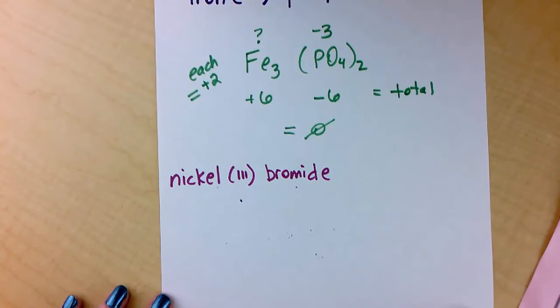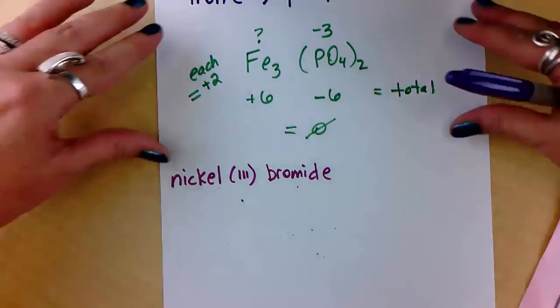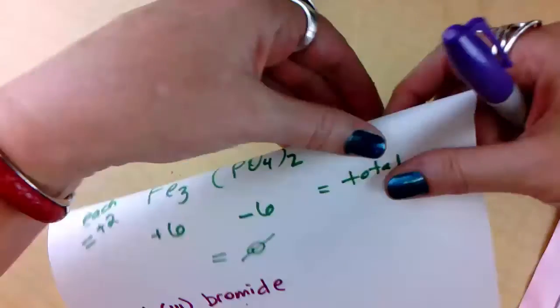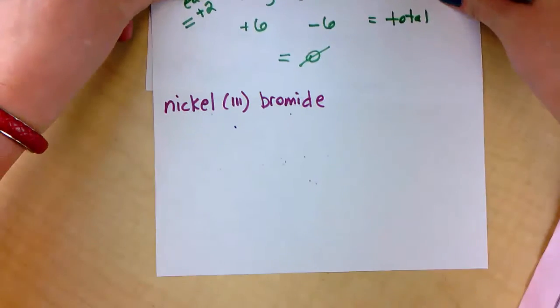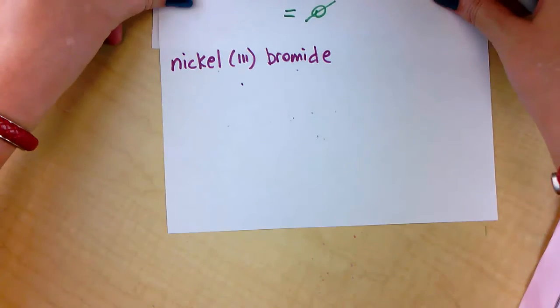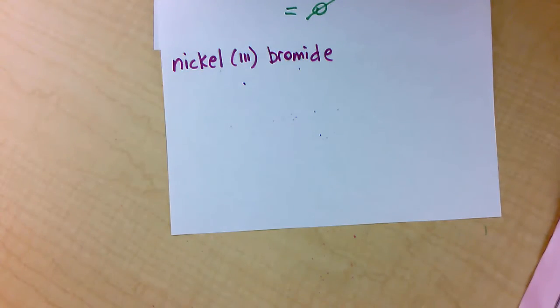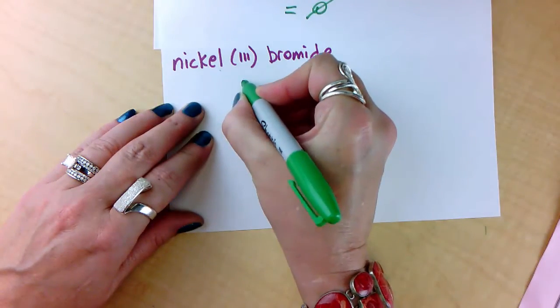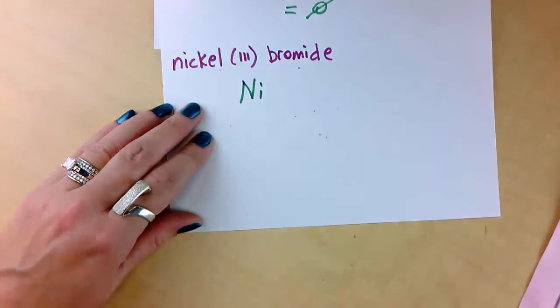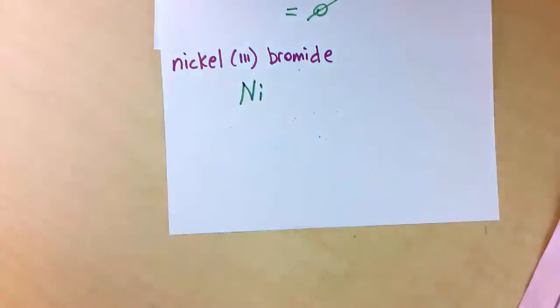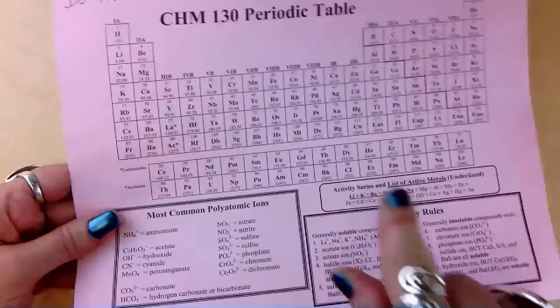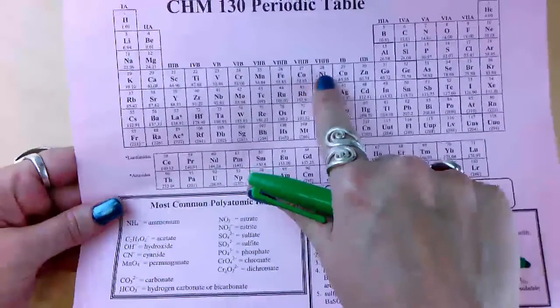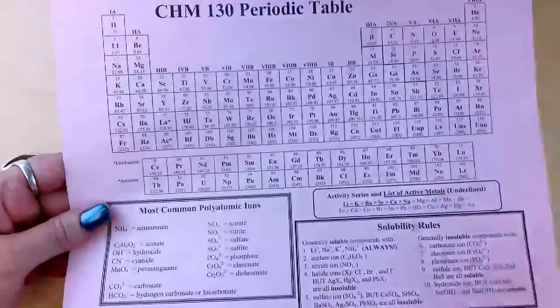My last example is nickel(III) bromide. I have given you the name. You need to write the formula. What is nickel? It's one of the new ones. Yes, it is Ni. Now this had a Roman numeral. That's because if we look at nickel, we don't know its charge. We don't know. It's variable.